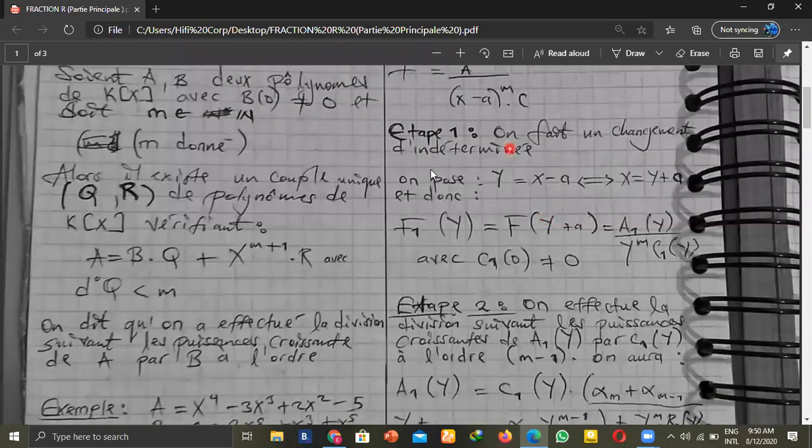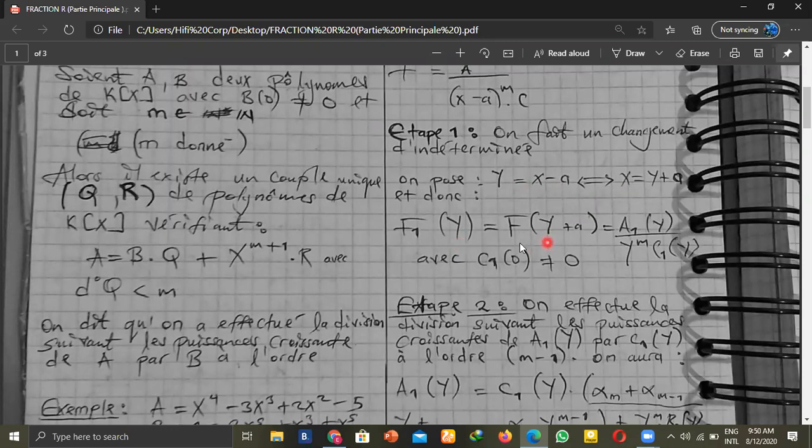On fait un changement de variable. So we pose first the racine, which is inside. We say y is equal to x minus a. Then our x will be y plus a. We'll go back to our equation. We say f of y. Where there's x, we're going to replace it with y. We want to have a fraction rationnelle of a variable y.